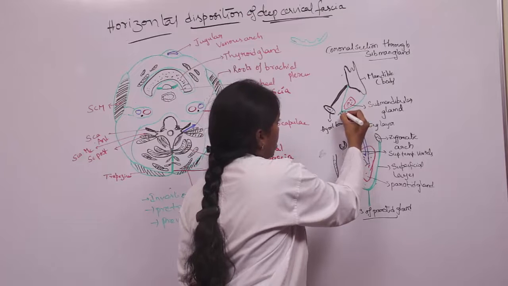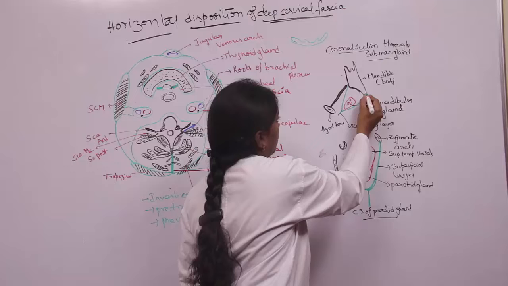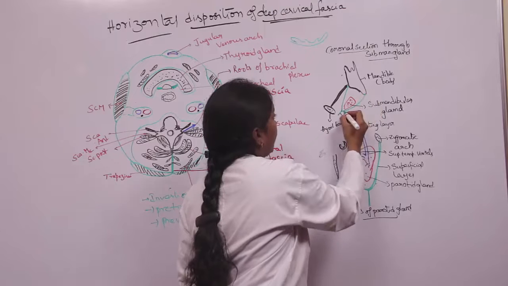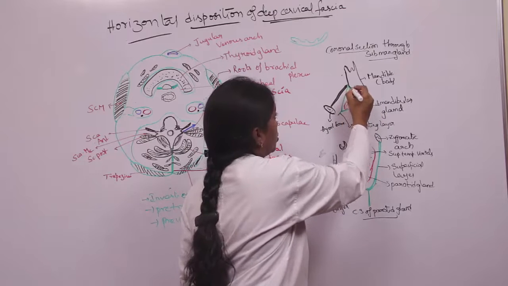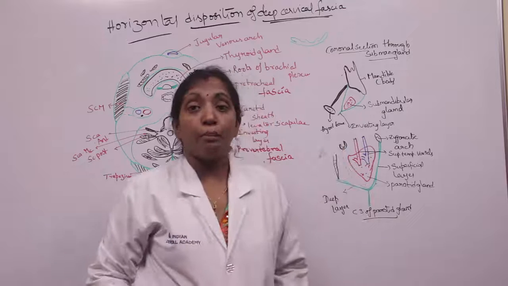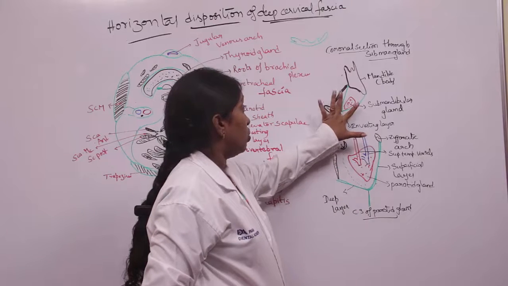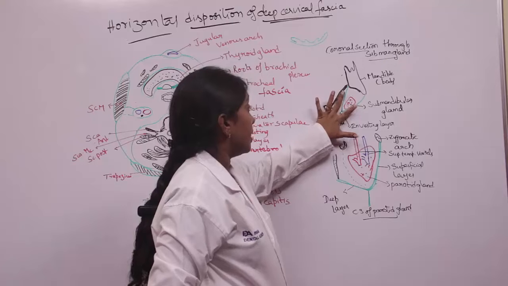The superficial layer is attached to the lower border of the mandible, and the deep layer is attached to the mylohyoid line of the mandible. So those are the two layers which enclose the submandibular gland.